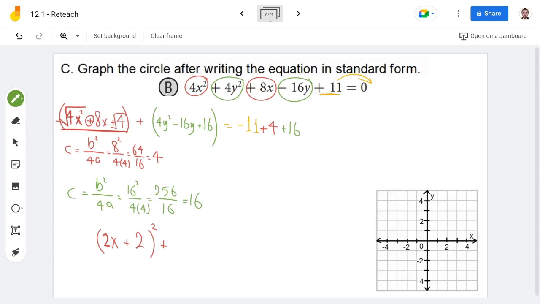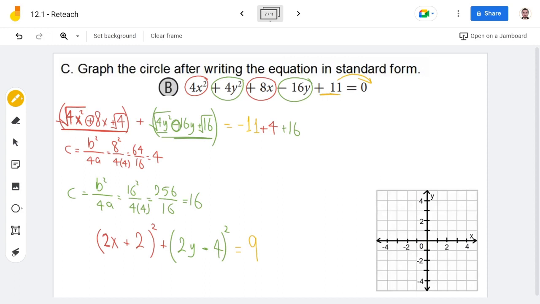Now, let's do the second one. So the same thing here. Let's open a bracket. What's the square root of 4y squared? Square root of 4 is 2, and the square root of y squared is y. What's the sign here? It's negative. Now, the square root of 16 is 4, to the power of 2. Now let's simplify the last part. So negative 11 plus 4 plus 16, which is equal to 9. Okay, so the answer is 9.